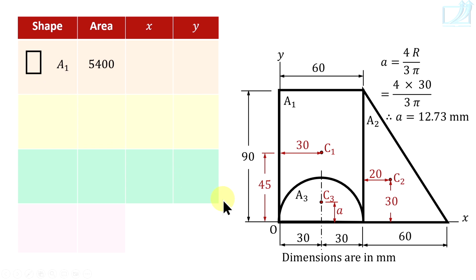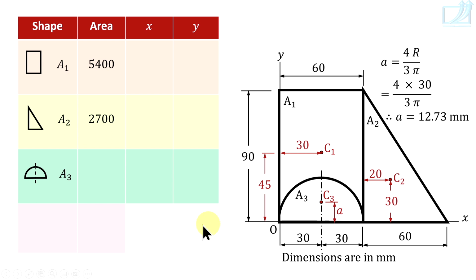Now the second area is a right angle triangle. Draw a right angle triangle, a small figure. Similar right angle triangle and in the same orientation. And area A2, base 60, height 90, so 60 into 90 divided by 2, base into height by 2. So this is the area of the triangle. No problem at all. And the third area is a semicircular area.